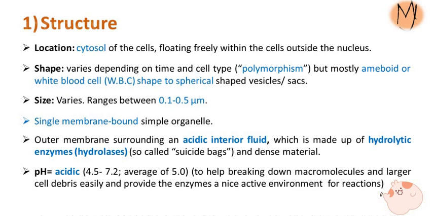This is a simple organelle with a single membrane. Its outer membrane is surrounded by an acidic interior fluid, which is made up of hydrolytic enzymes or hydrolases and dense material. Its pH is in the acidic range, which is between 4.5 to 7.2 with an average of 5.0. This low pH helps break down macromolecules and larger cell debris easily and provides the enzymes a nice active environment for reactions.